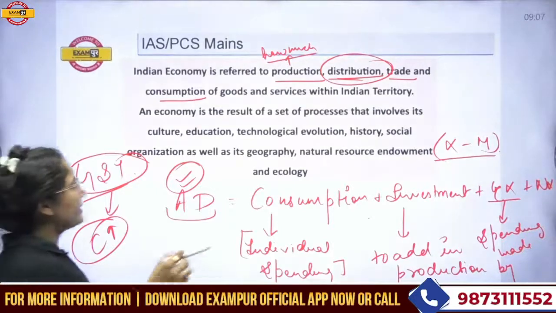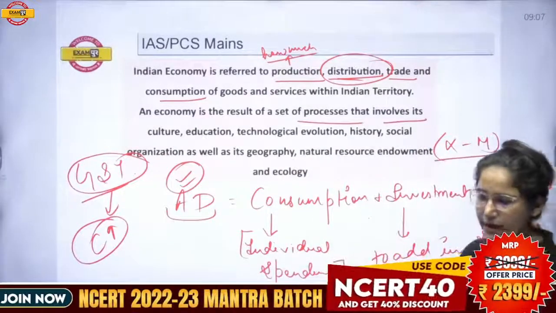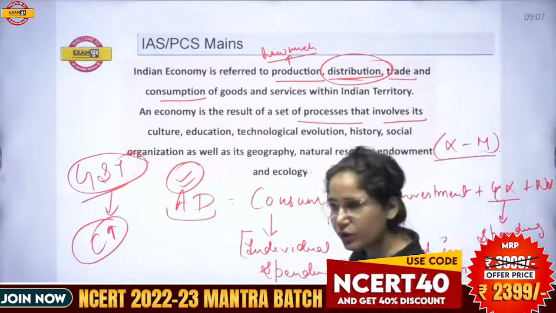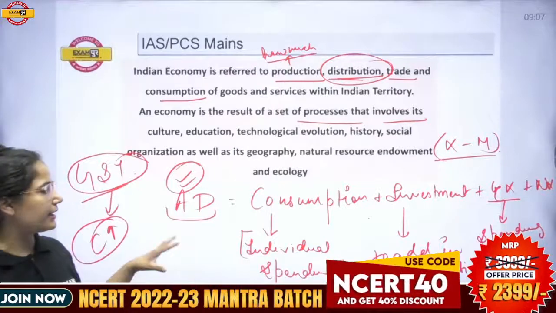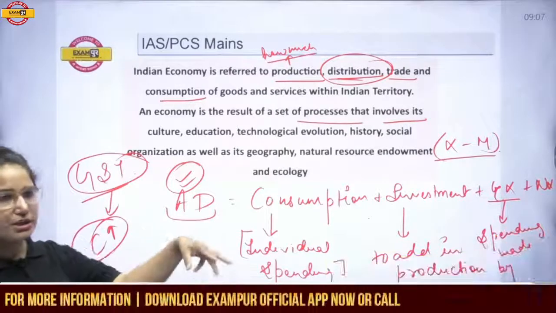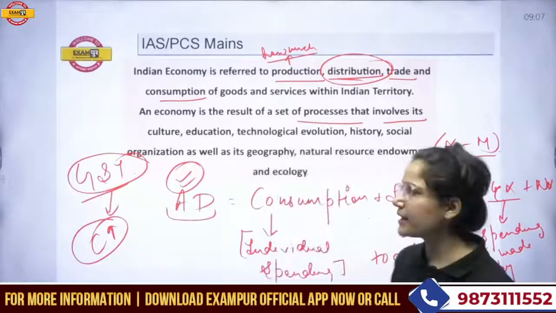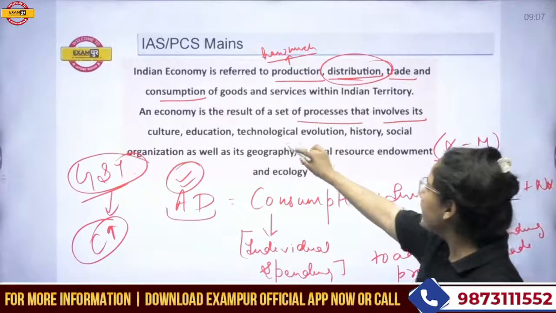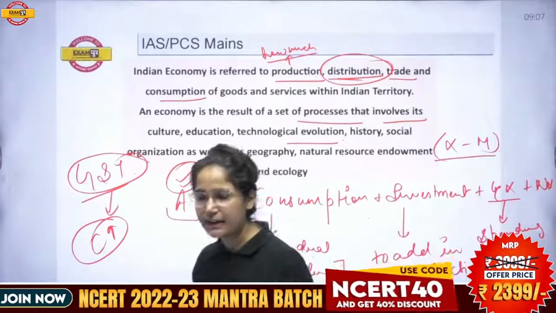So economy is the result of a set of processes. It is all about the culture, the surroundings in which you are living, and education in order to spread the knowledge about production. Yes, this level of production is taking place. You can make demand. This kind of awareness could be generated out of education. Technological evolution, history, this is the study of the entire thing.